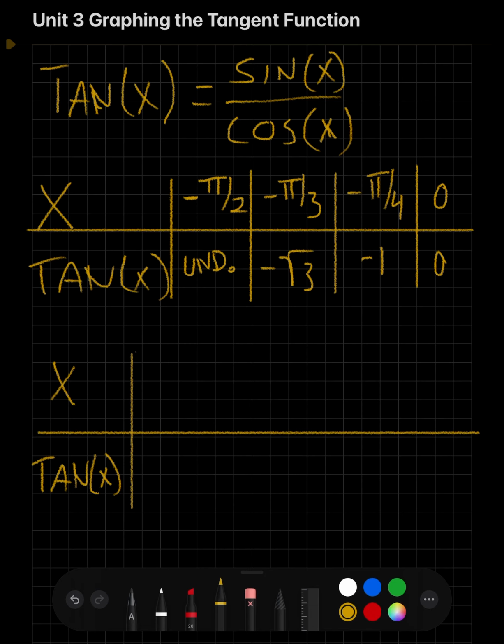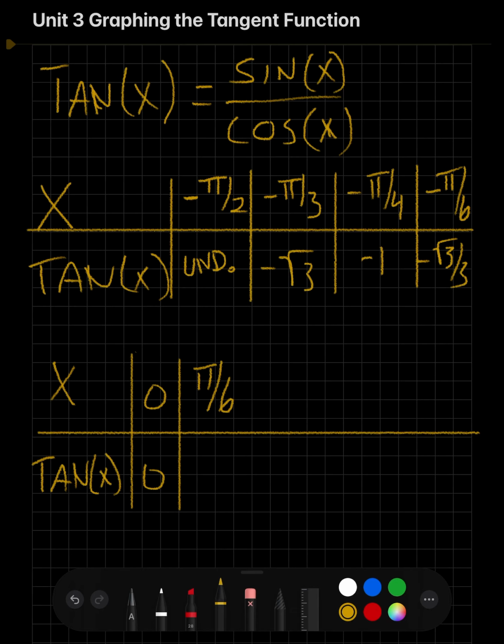I also want to do positive pi over 6. Did I do negative pi over 6? I didn't. Oh, gosh. Before we do our 0, I'm sorry, guys. I want to do a negative pi over 6, and then we'll get negative root 3 over 3. And then we'll do 0 and get 0. Sorry, guys. It's just important to put in that pi over 6.